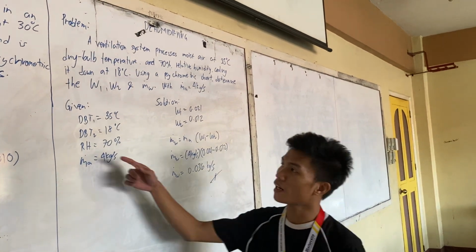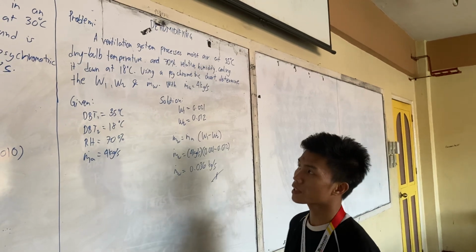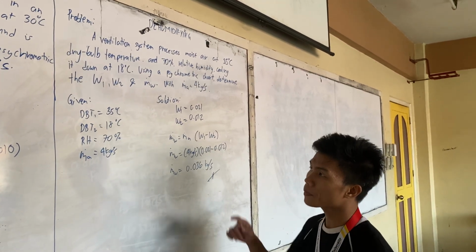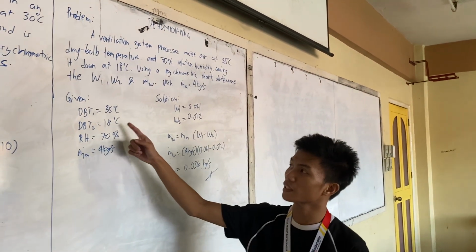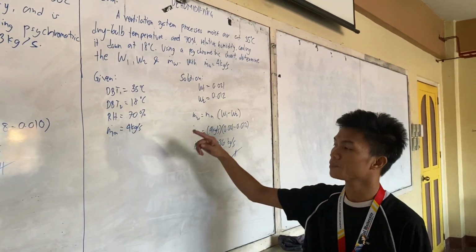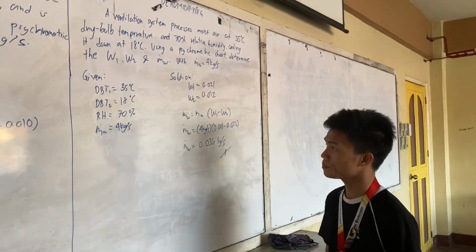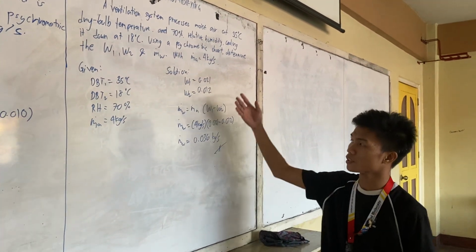So our givens are dry bulb temperature 1, which is 35 degrees Celsius, dry bulb temperature 2, which is 18 degrees Celsius, our relative humidity, which is 70%, and our mass flow rate of the air, which is 4 kg per second. So here's our solution.